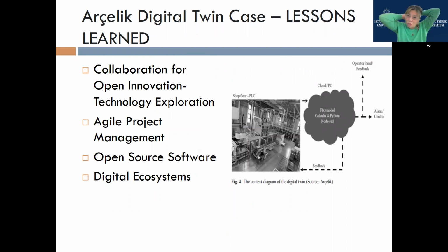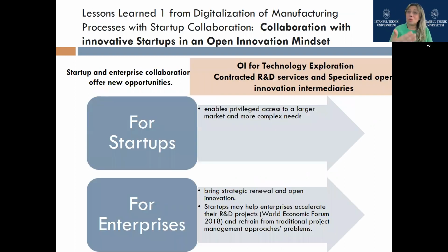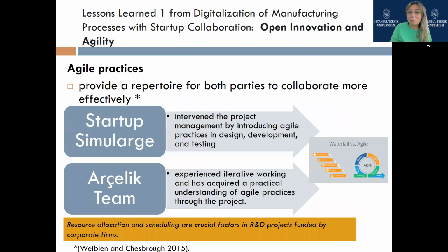So what did we learn? First of all, collaboration for open innovation. Technology exploration in the twin transition is the key. Second, agile project management is the enabler. Third, open source software is a part of the open innovation journey here. And you need digital ecosystems when you're into twin transition through OI, open innovation. Startups get access to larger markets through OI. Enterprise brings strategic renewal and open innovation, and they accelerate their R&D projects and move away from their traditional approaches.